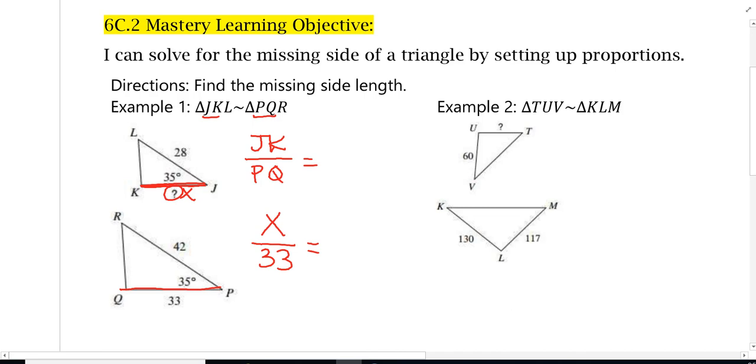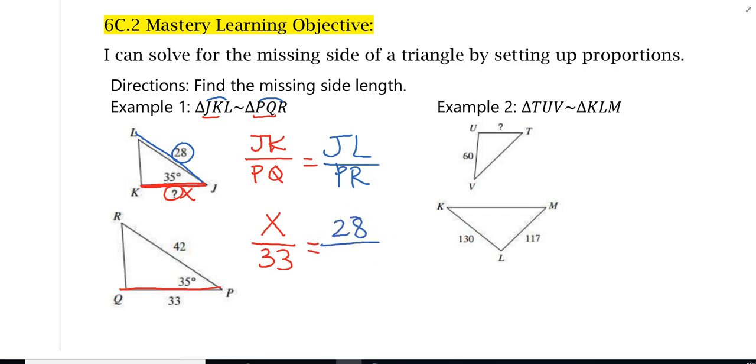So I see that I have this side right here that's 28, and that would be side JL. So J is here, we're going JL. JL would correspond to PR. All right, so now we can go ahead and fill those in. So JL, we already said was 28. PR, P and then R would be 42.